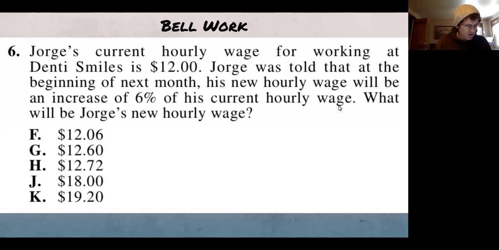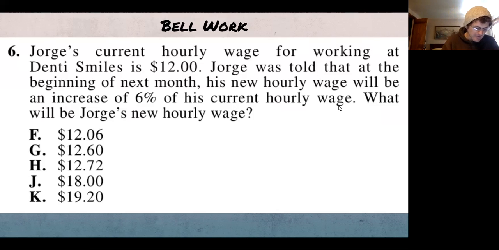Okay, so what we have is Jorge is earning $12 at his job, $12 per hour, but he is going to be getting a 6% raise, and we have different ways we can solve for this. One way we could do it is we could just figure out, well, what's 6% of 12? So we can do it this way.